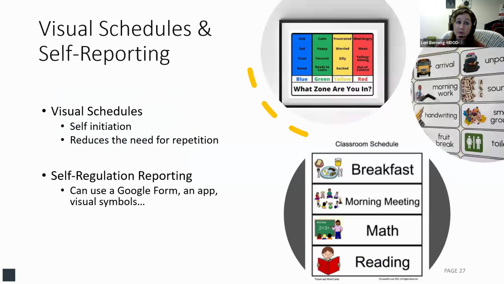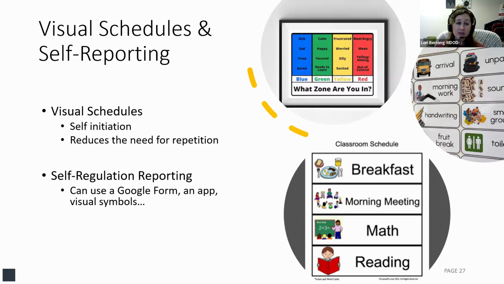So visual schedules can be great, and you can also use self-reporting as an option. Visual schedules can be particularly helpful, especially with younger kids. They're great. You see them in most classrooms anyway, but for some kids, having them on their desk can be great and useful. That helps them have a visual set of, this is what I need to do and when.